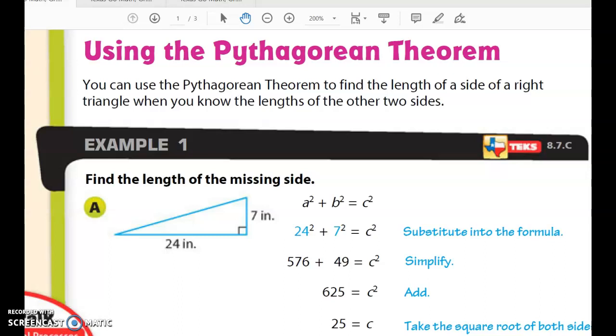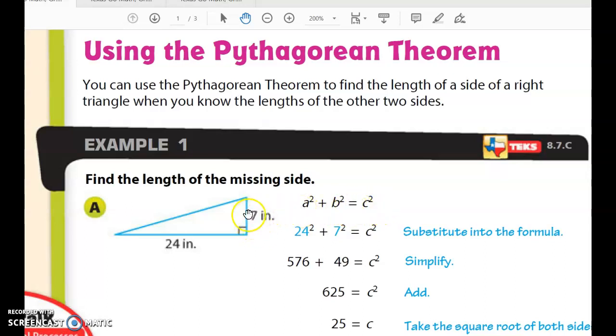All right, so if you look at this example here, we are looking to see what the missing measure of some side of a right triangle would be. Keep in mind that the Pythagorean theorem will only work on right triangles. So we're going to go over the equation first. We know that a squared plus b squared is equal to c squared. Now what does that mean?